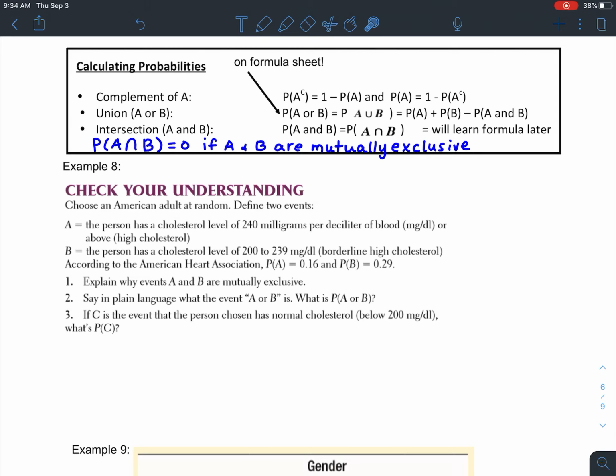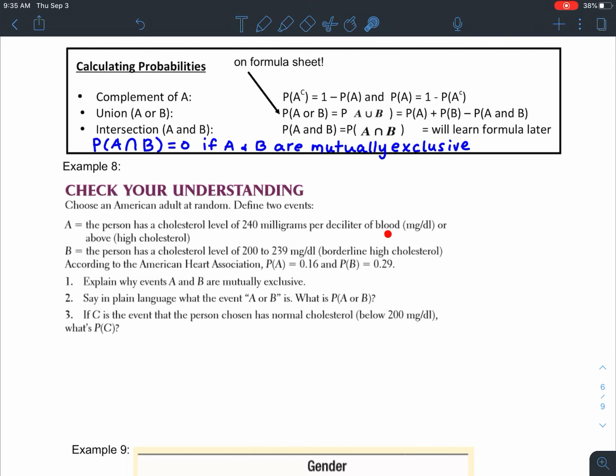We will be discussing later the intersection, the AND, for two events, and then we did learn that at least the intersection of two events that are mutually exclusive, the probability of that would be 0. That's kind of what the definition of mutually exclusive means here. So let's go ahead and pick up where we left off here on example 8.